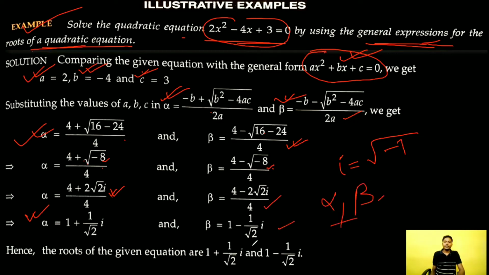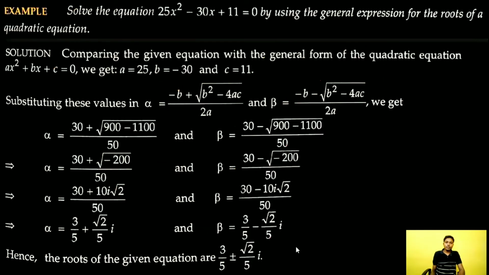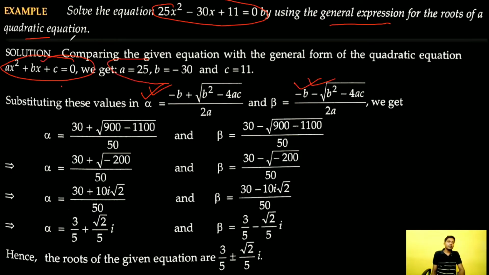Okay, similarly there is another example. This is example number 2. This is our given equation. Now we have to solve this using the general expression of the quadratic equation. We know the general expression of the quadratic equation is this, and the general roots are this and this. If we compare the general equation and our given equation, then we have a is equal to 25, b is equal to 30, and c is equal to this.